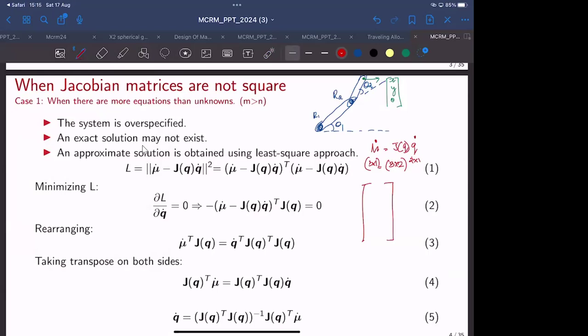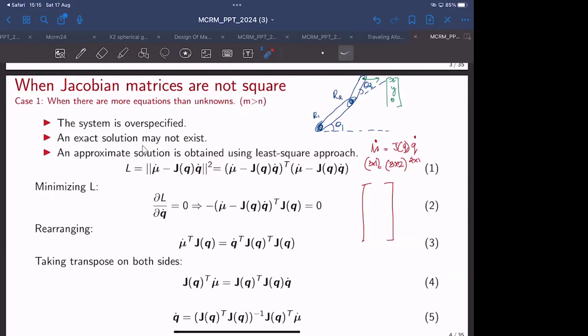right? So it's not really possible to solve 3 equations with 2 unknowns because the system is overspecified, right? If all the 3 equations are independent, you cannot solve 3 equations for 2 unknowns because they are overspecified. And because of that, an exact solution may not exist. Right? Due to the fact that there are more equations than unknowns, the solution may not exist.